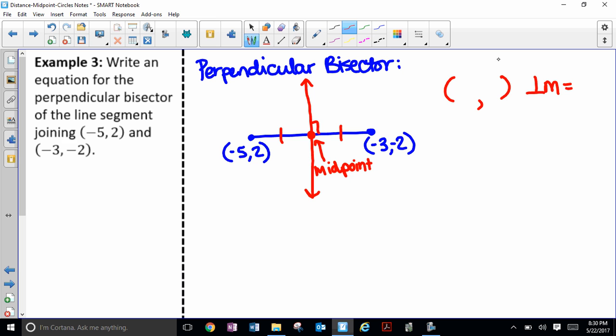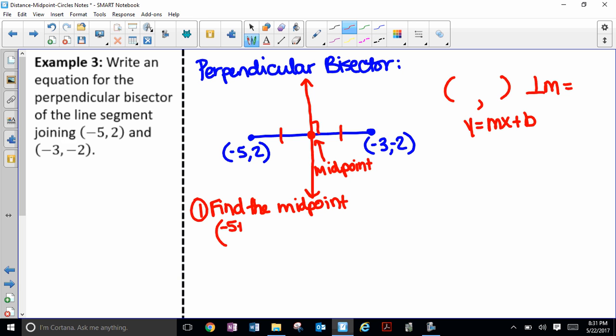So once I find those 2 things, then I'll plug it into y equals mx plus b, and then that'll give me my equation. So what do you think we need to find first? Okay, let's go ahead and find the midpoint. And remember, we just did the midpoint formula for this actual problem.